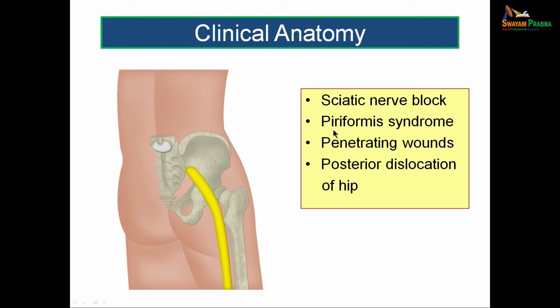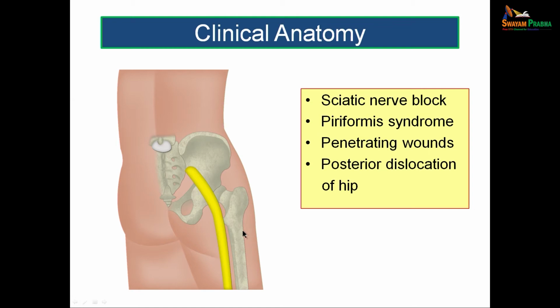Next condition is piriformis syndrome. It is an entrapment neuropathy. You find the sciatic nerve, as it emerges out of the pelvic cavity through the greater sciatic notch, lies usually below the piriformis, and if this piriformis muscle is enlarged, as seen in athletes, especially lady athletes, it can compress the sciatic nerve as it comes out, resulting in piriformis syndrome, and the patient will have pain in the buttock area.